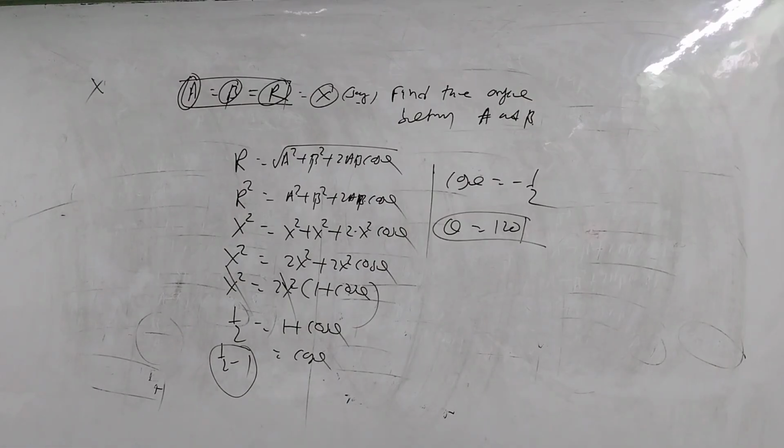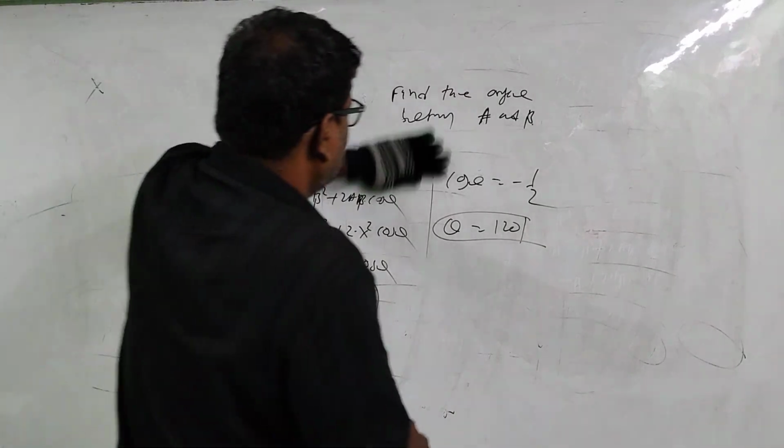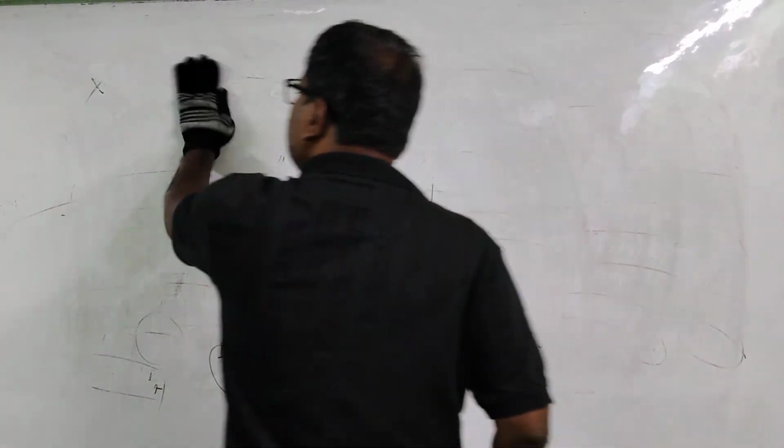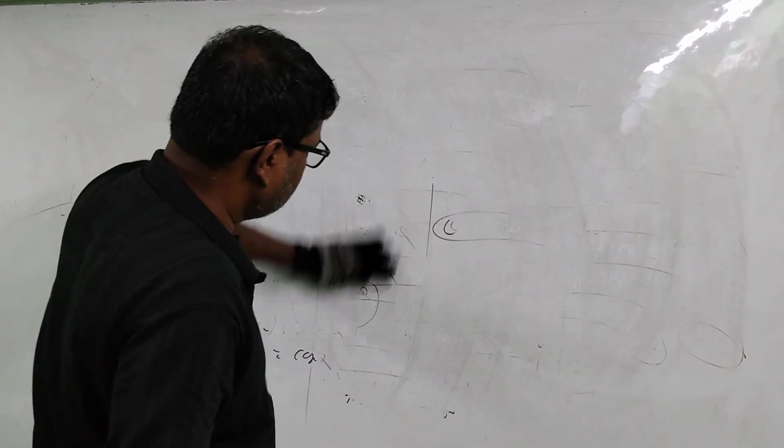Two vectors and their resultant are equal. So what will be the angle between these vectors? Okay, now our next question, the last question.